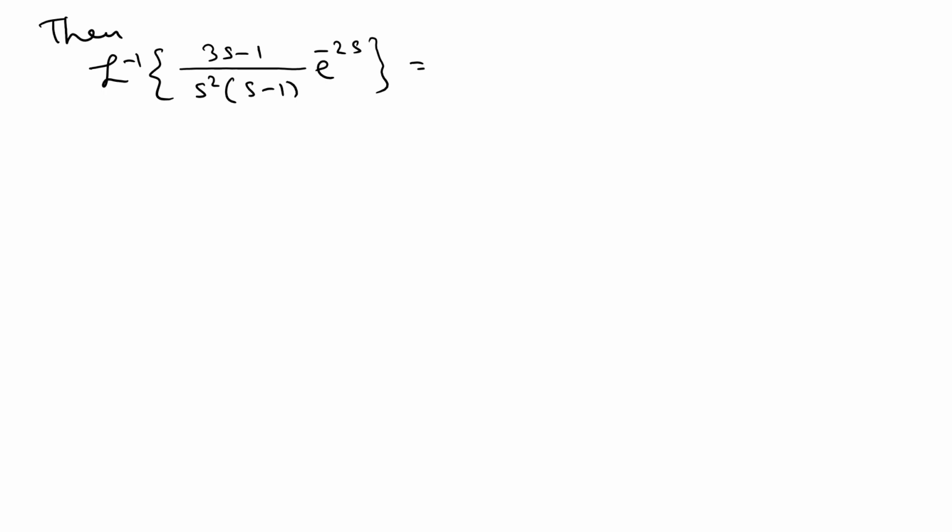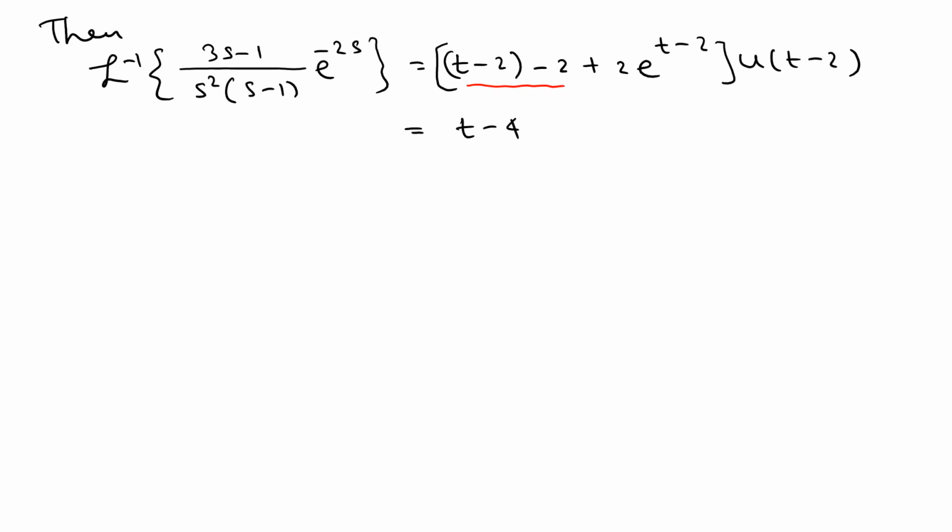So what happens is you can replace each t by t minus 2. So the first t is going to be t minus 2, and then minus 2 we already had that, plus 2e to the t, you replace t by t minus 2, and then you also need to multiply by u of t minus 2. So what we can do is simplify that part. Once you simplify, you're going to get t minus 4 plus 2e to the t minus 2 times u of t minus 2.